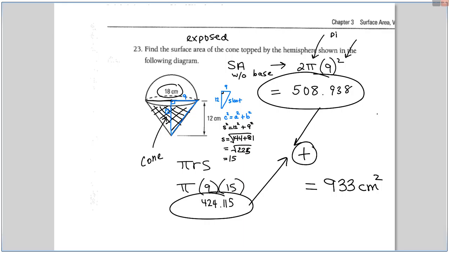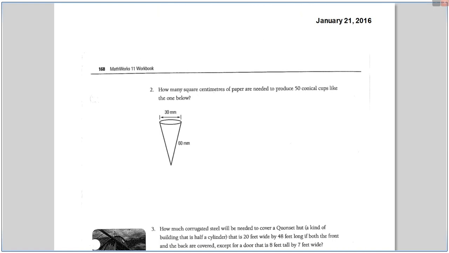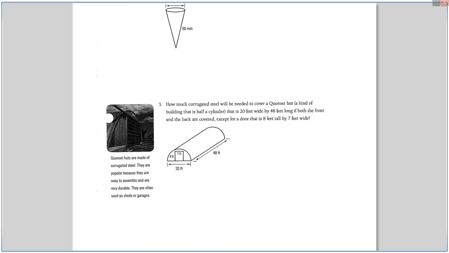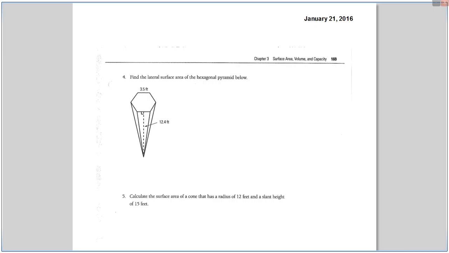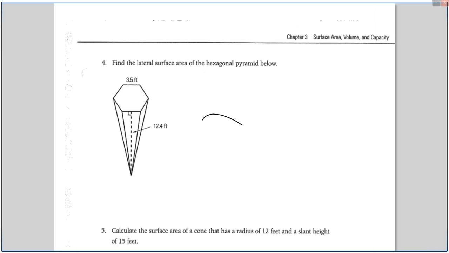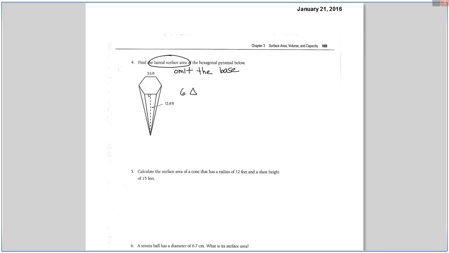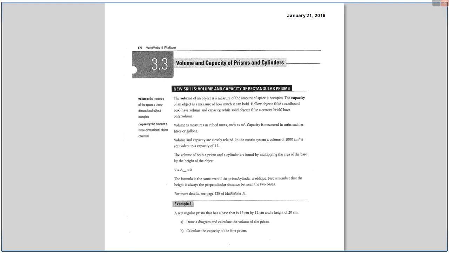Make sure you know the Pythagorean theorem and the basic surface area formulas for the second section, 3.2. So how about 15 minutes for the homework? I think we already did the cake pan. Here's a cone. There's a half silo thing. You can do this one, the hexagonal pyramid. See where it says lateral surface area? That means omit the base, so you don't have to calculate the area of the hexagon, just the six triangles. 5 should be okay, 6 should be okay. And then we'll be on to 3.3.